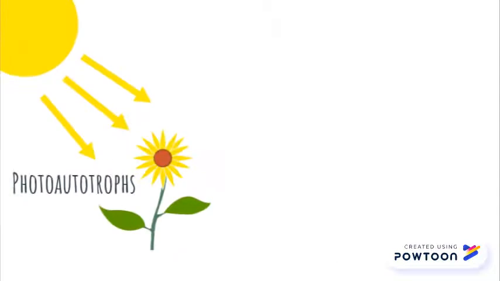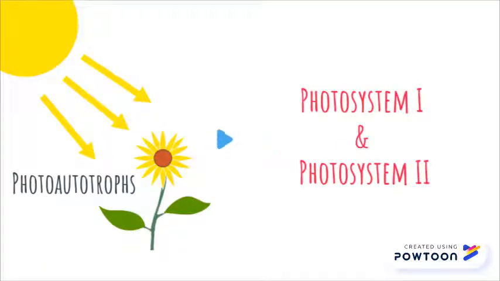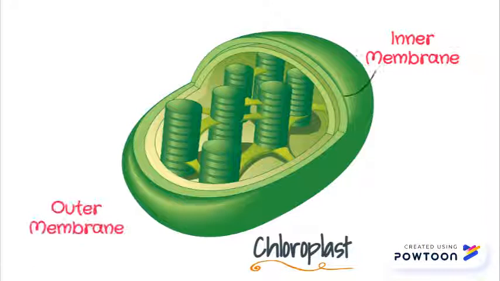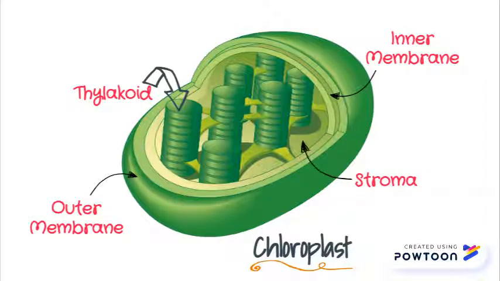Photoautotrophs use two light-capturing complexes known as photosystem 1 and photosystem 2. The first steps in the electron transport chain happen within the thylakoid membrane of chloroplasts. There are three membranes in the chloroplast: the inner membrane, outer membrane, and the thylakoid membrane. Linear electron transport and ATP synthesis is a process that occurs in the thylakoid membrane of a cell.